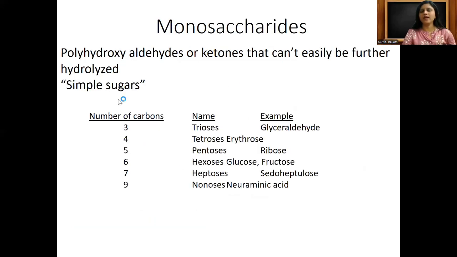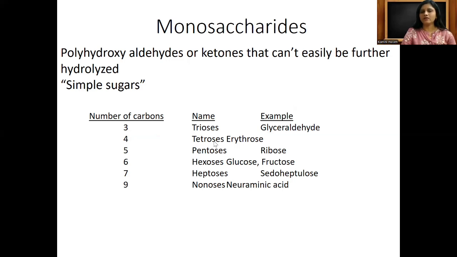Now, polyhydroxyaldehydes or ketones that cannot be easily further hydrolyzed are known as simple sugars, meaning sugars that cannot be hydrolyzed further. They are the smallest, the basic carbohydrates. For example, a 3 carbon containing carbohydrate is a triose, which contains 3 carbon atoms, and the example is glyceraldehyde. A 4 carbon containing carbohydrate is a tetrose. An example is erythrose, which contains 4 carbon atoms.